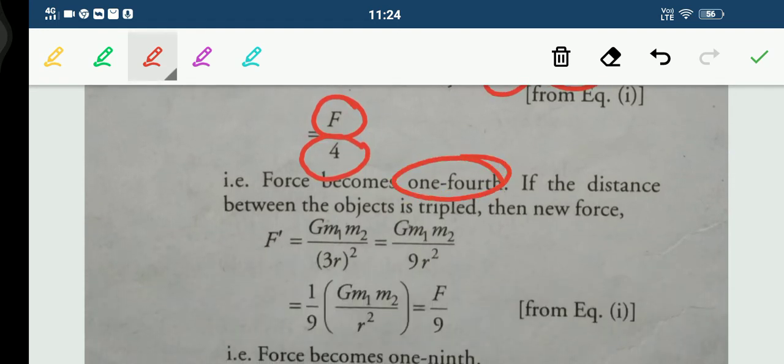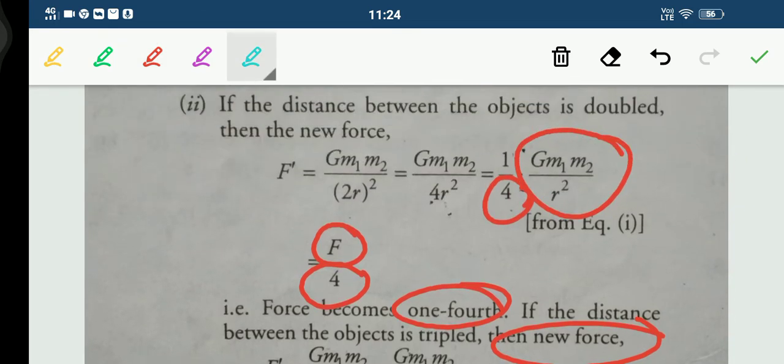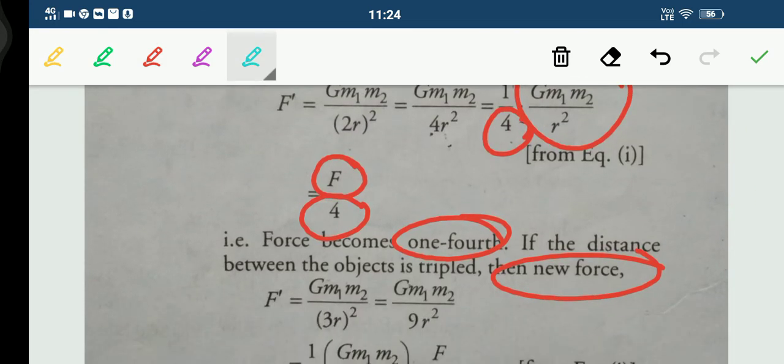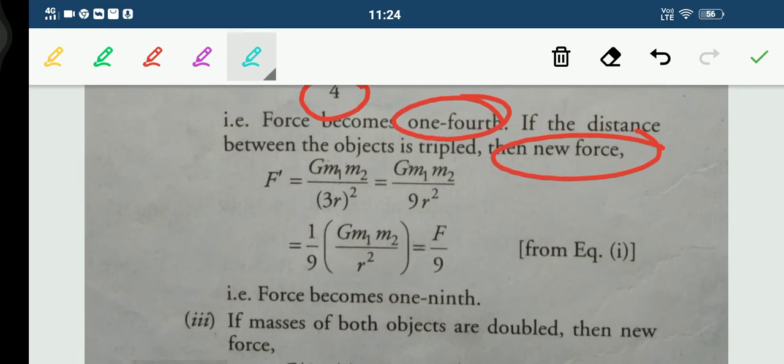If the distance between the objects is tripled, what would be the new force? We had already discussed that if the distance is doubled, then the force becomes 1/4. So let's quickly do this. You all need to solve it. Fine. You just need to understand the concept, so solve it on your own. If the distance between the objects is tripled, quickly do it in your notebook dear students. It is (3r) square, simply (3r) square, because they are asking if the distance becomes tripled.